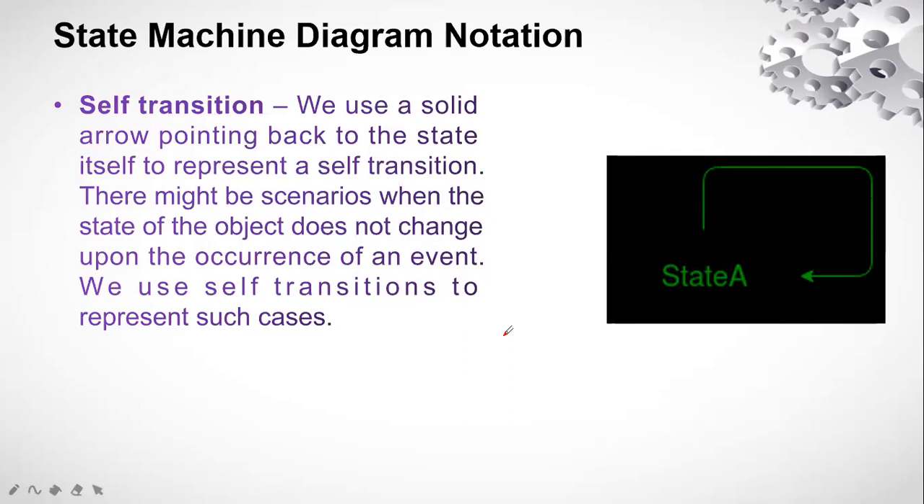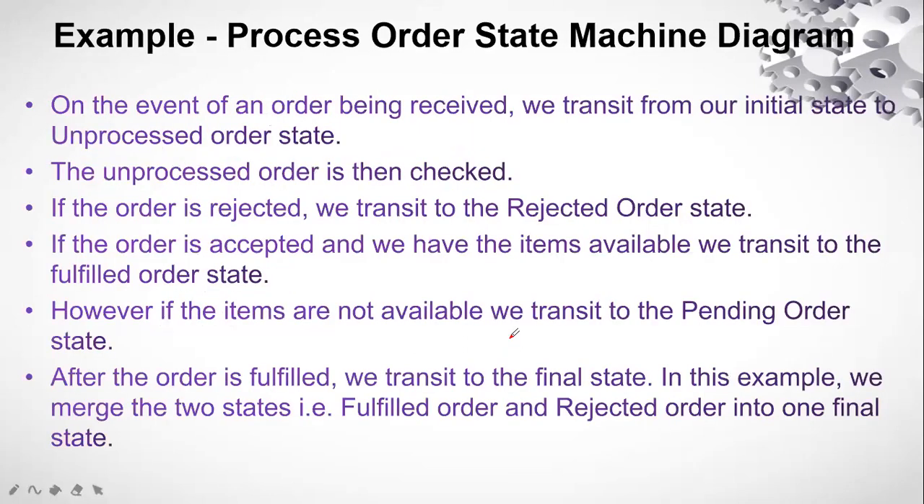So that particular is referring to itself. So moving forward, we are going to take an example of process order state machine. Now I am taking the same example which I took in the sequence diagram, and in the earlier one, the activity diagram, so that we can easily understand the difference between the activity diagram and the state transition state machine diagram.